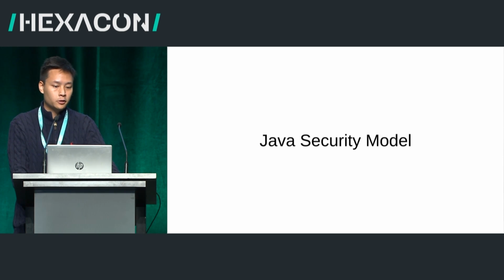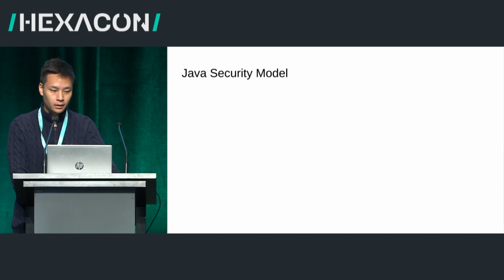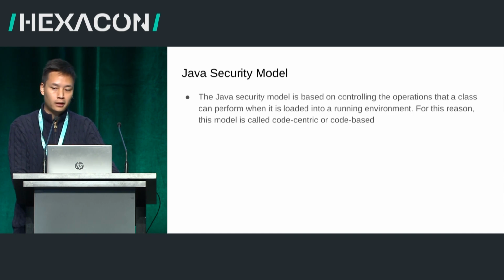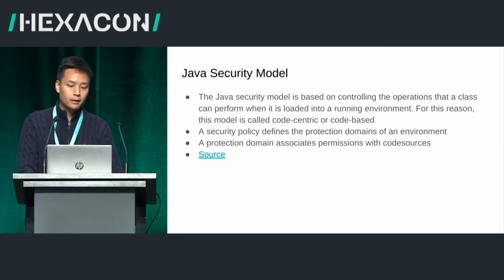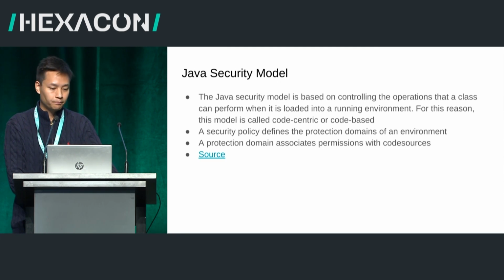Now, let me briefly introduce you to the core concepts of the Java security model. And for that, I will paraphrase a few sentences from the Java documentation. The Java security model is based on controlling the operations that a class can perform when it is loaded into a running environment. For this reason, this model is called code-centric or code-based. A security policy defines the protection domains of an environment, and a protection domain associates permissions with code sources. The TLDR is every class file is associated with certain permissions. Bootstrap classes have full permissions, while untrusted classes, like on our Blu-ray disc, have only a few.